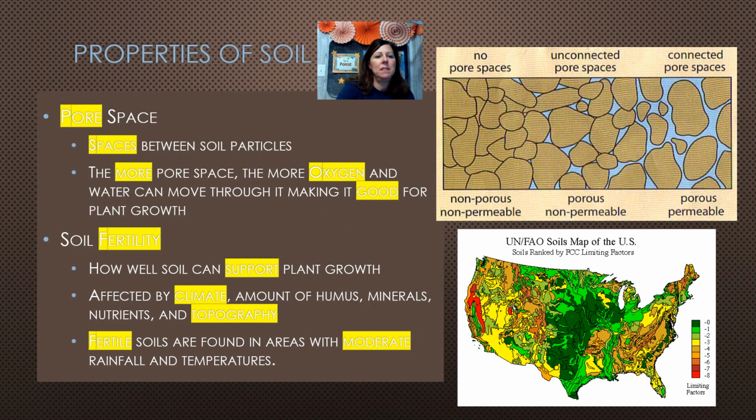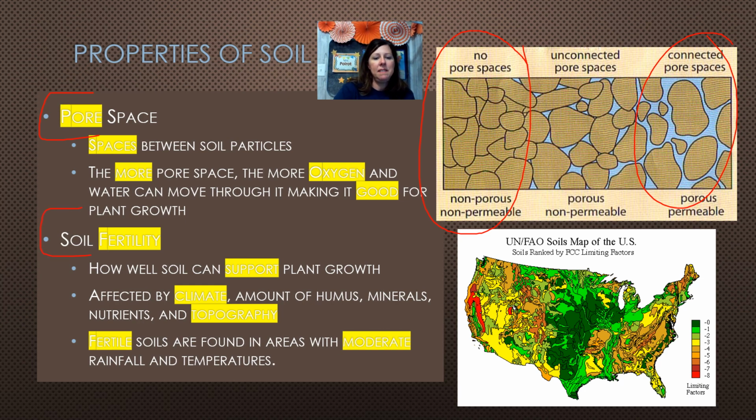Another property of soil is the pore space. That means the spaces between the soil particles. We know that in Georgia, our clay particles are so small and compacted that we have really no space between the particles. That's why clay doesn't drain. But when you get into more sandy soil, there's a lot more space between those particles, so things can drain easier. The more space it has, the more oxygen and the more water can move through it, which makes it better for plant growth.